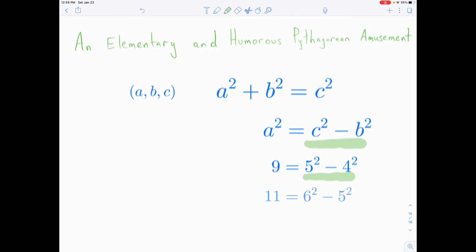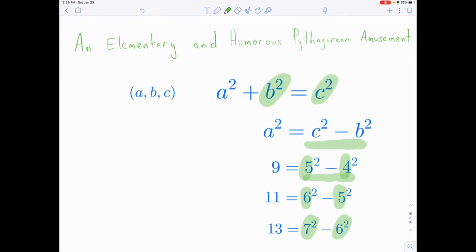So let's try that. Okay, so now we're just looking for the case where c is just 1 bigger than b, right? So 5 is just 1 bigger than 4. So let's try others like that. If we look for 6 squared subtract 5 squared, we get 11 instead of 9. And if we try 7 squared subtract 6 squared, we get 13. And already we're noticing a pattern. So now let's see what we can do with this pattern. Does it generalize? Why is it true?